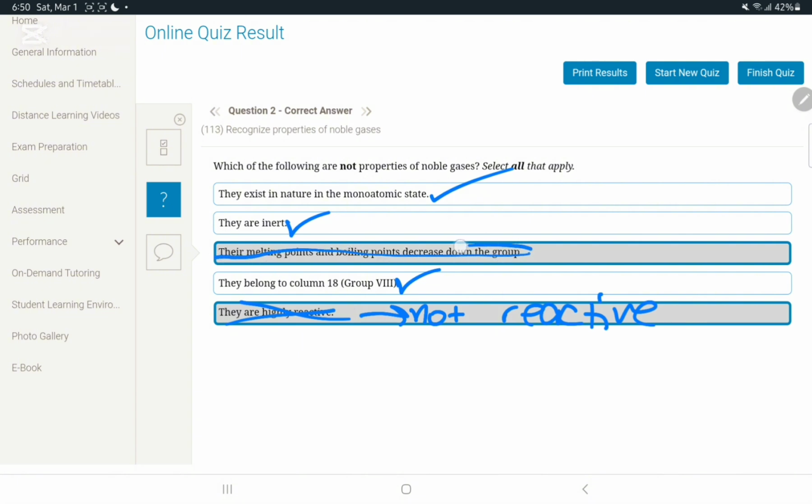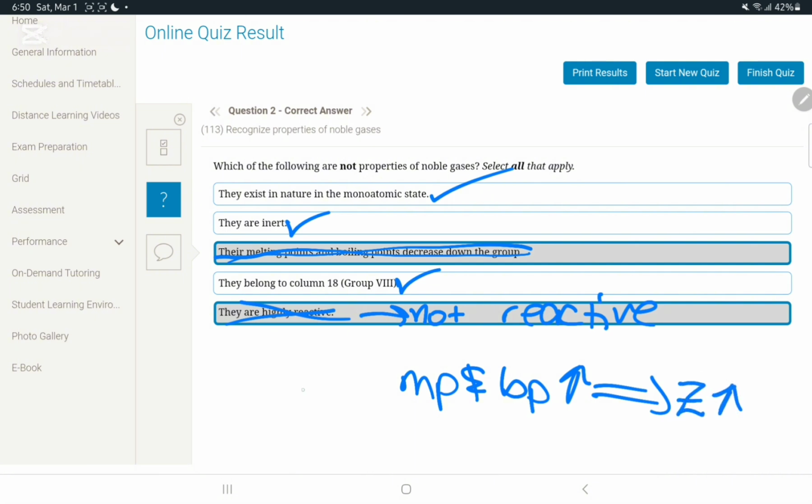Their melting points don't decrease down the group. Their melting points and boiling points increase as the atomic number increases, because when you go down the group the atomic number will increase, right? So when the atomic number increases, the melting point and boiling point will increase, not decrease. So these two are wrong.